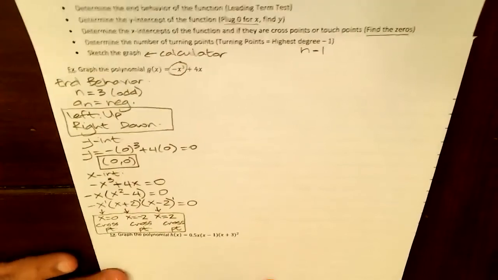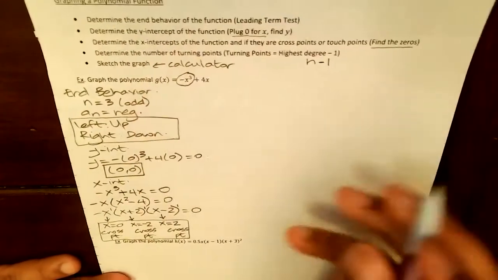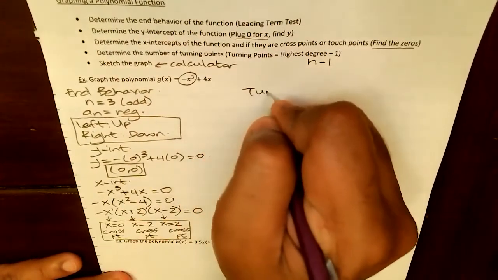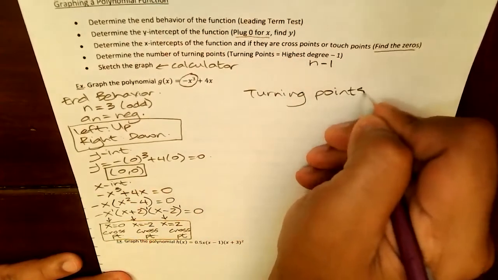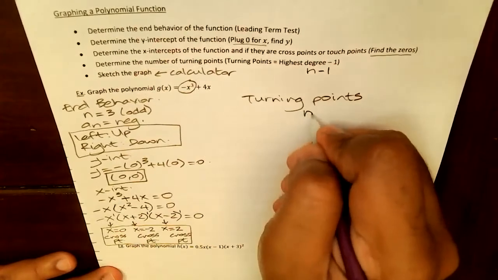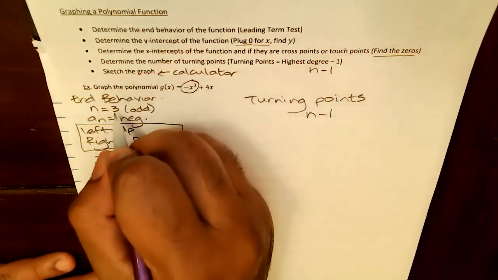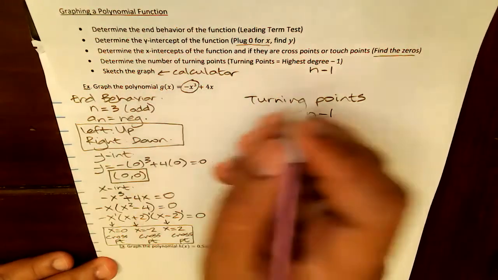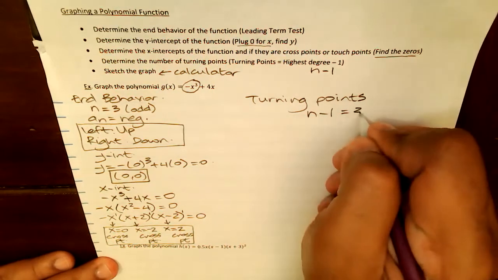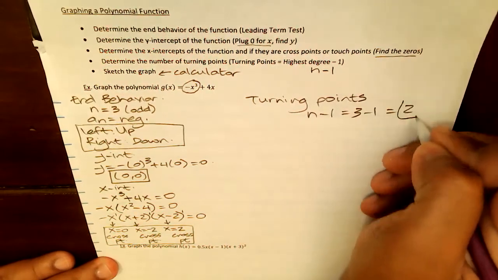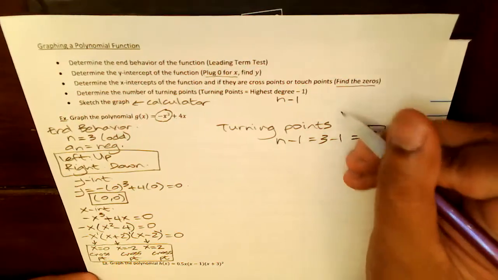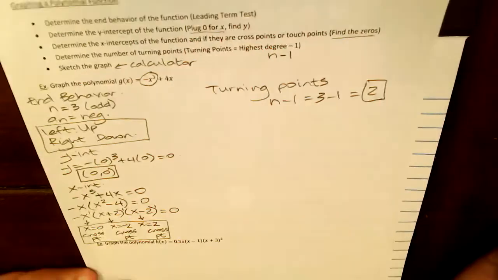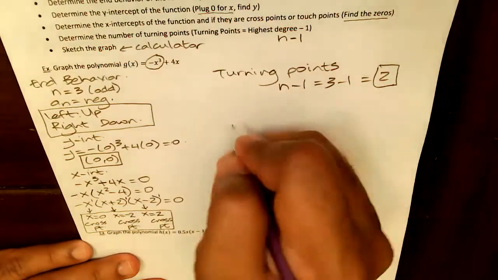Okay, next we need to find the number of turning points. So to find the turning points, we're just going to do n minus 1. N is whatever the power was. The power was 3. So 3 minus 1 equals 2 in this case. So our graph is going to have 2 turning points. Turning point just means how many times the graph turns. I'm going to show you that when we graph it.